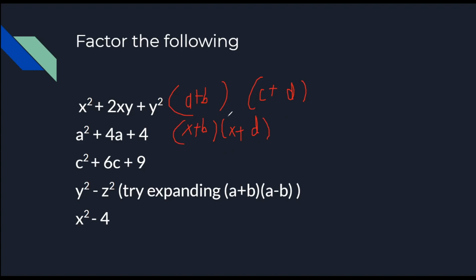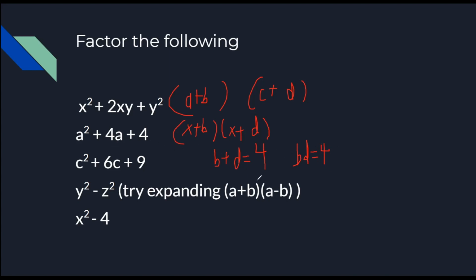Now, when we expand this, we'll get x squared plus bx plus dx plus b times d. Now, we know b times d has to equal 4, okay? And we know b plus d has to equal 4. Did I say b times d or b plus d? Okay, so it's both. B plus d has to equal 4, and b times d also has to equal 4. And we know that from the last term. This 4 comes from the second term, and this 4 comes from the last term. Does that make sense to everyone?